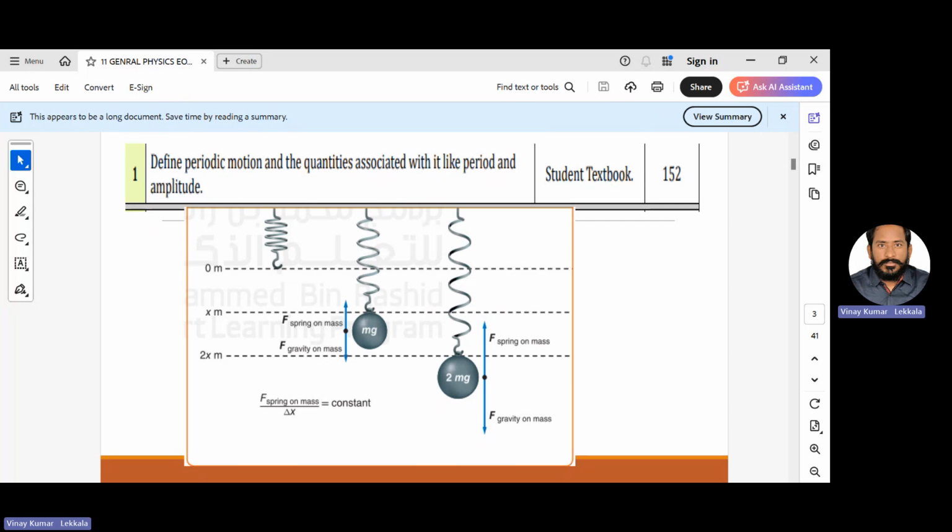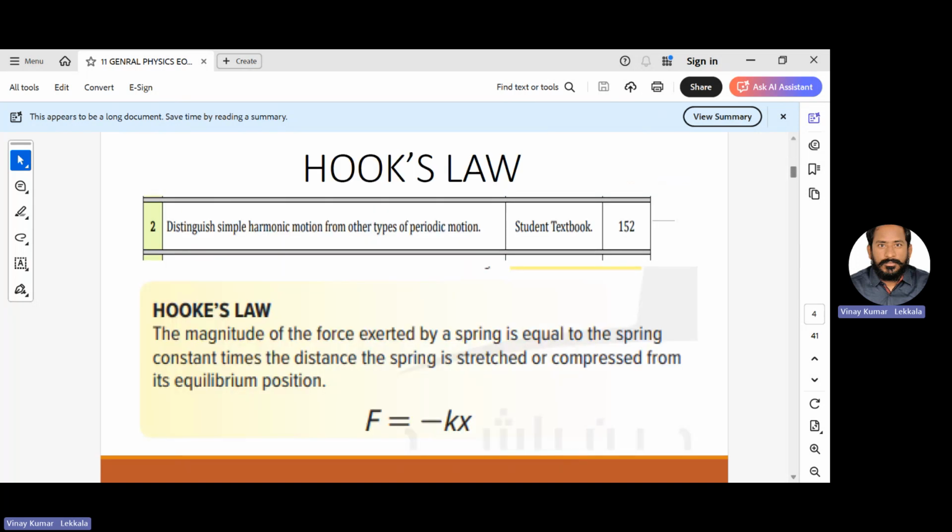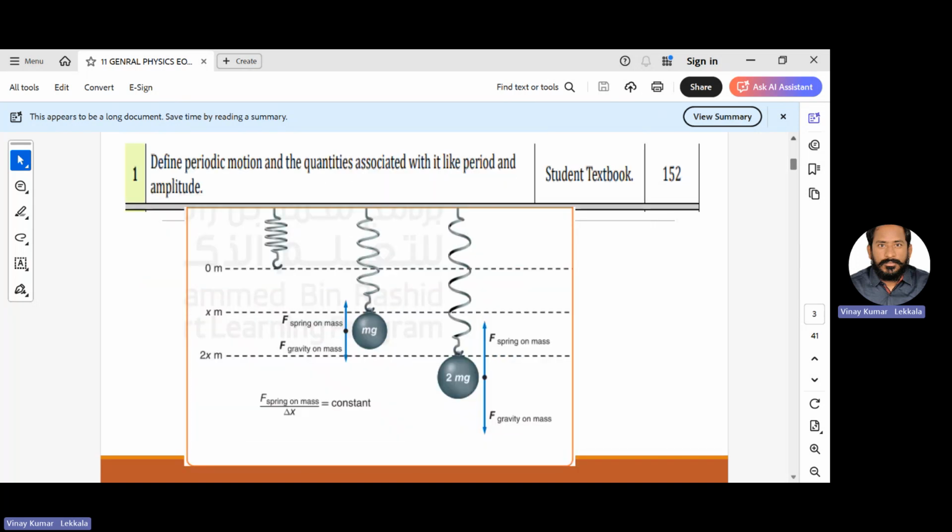If you see the first question, define periodic motion and quantities associated with it, like period and amplitude. This is a very simple question. Define the period, time period, amplitude, all that. These are the properties of a periodic motion. So just simple here.